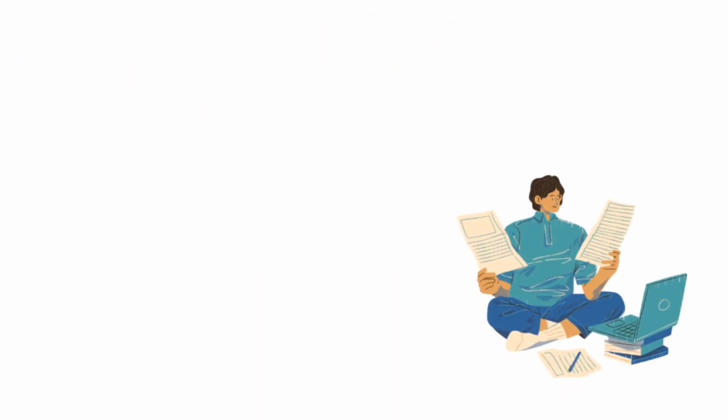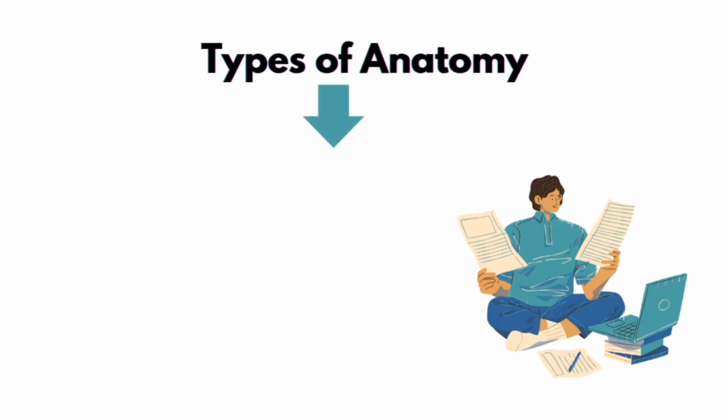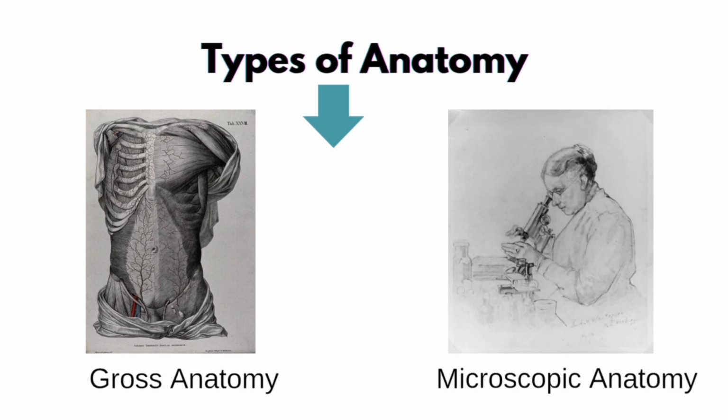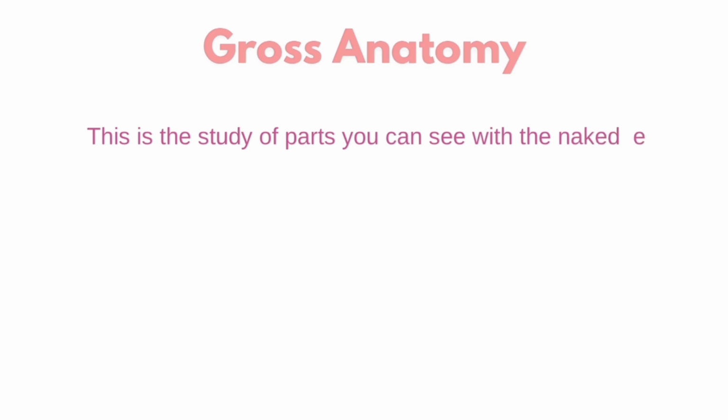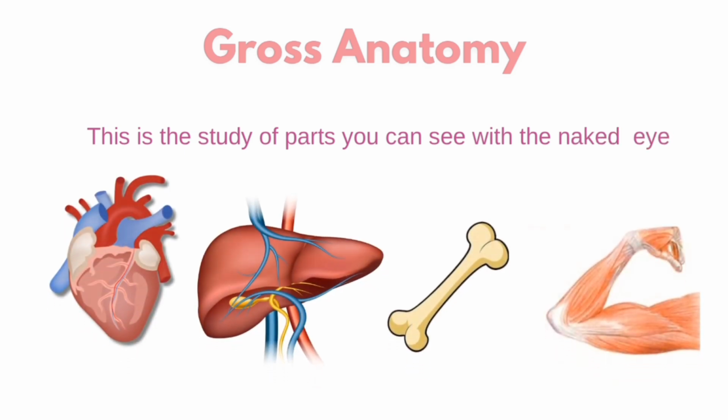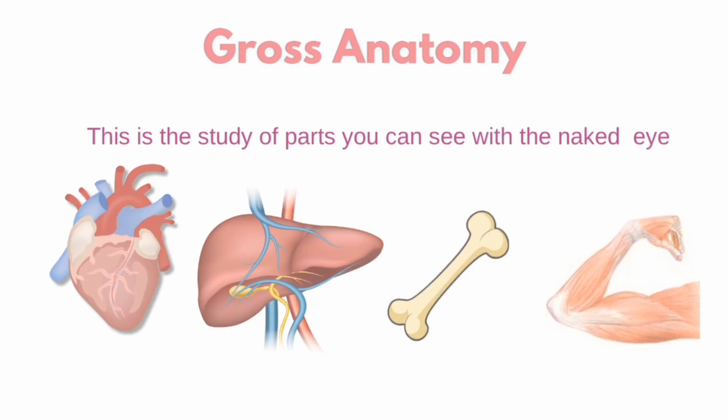So guys, the next topic is types of anatomy. There are mainly two types of anatomy, gross anatomy and microscopic anatomy. First, we are going to discuss gross anatomy. Gross anatomy is the study of parts that you can see with your naked eye, like heart, liver, bones or muscles. It's what we see during the dissections in the labs.